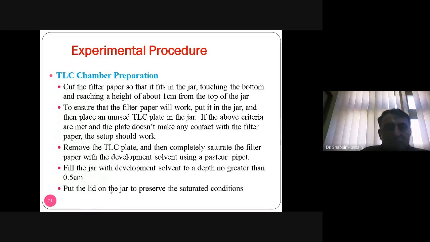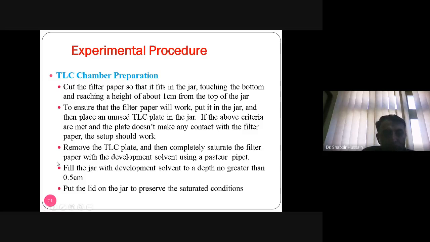So cut the filter paper so that it fits in the jar, touching the bottom, to ensure that the filter paper will work. If the above criteria are met, and the plate does not make any contact with the filter paper, then the setup should work. Remove the TLC plate and then completely saturate the filter paper. Fill the jar with development solvent.